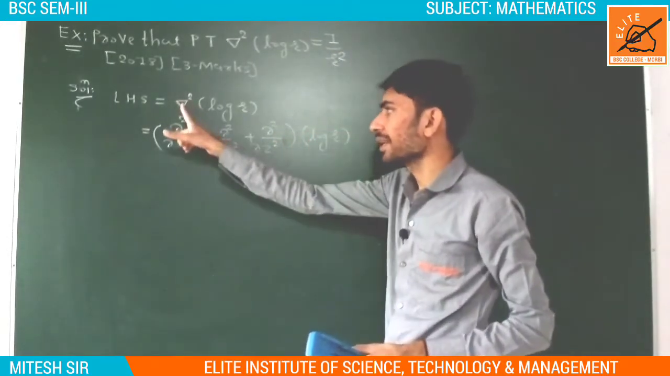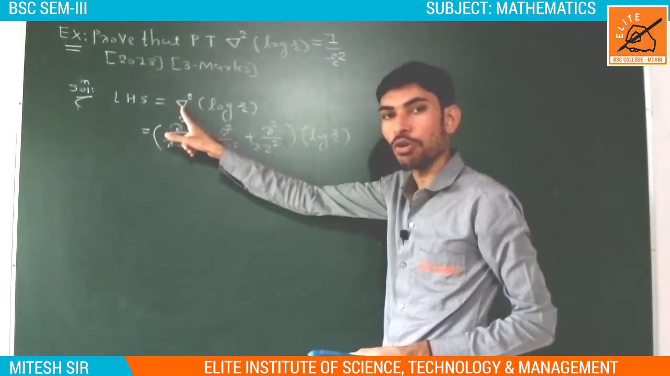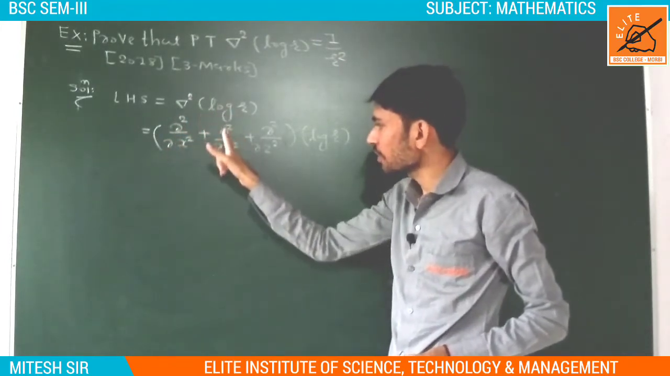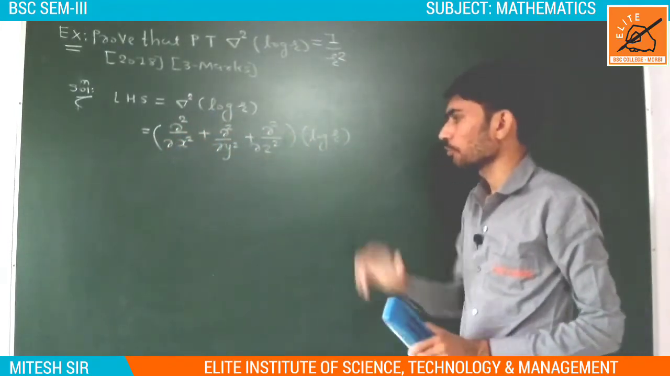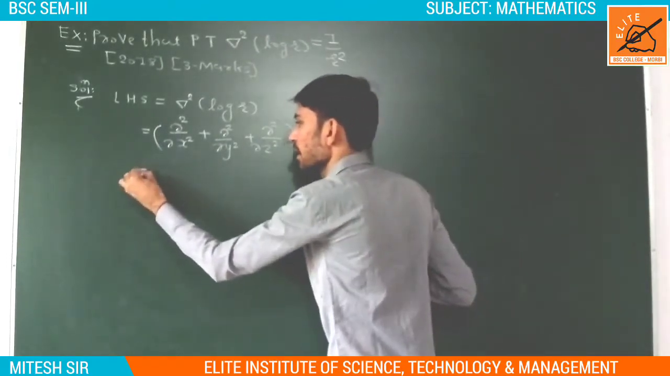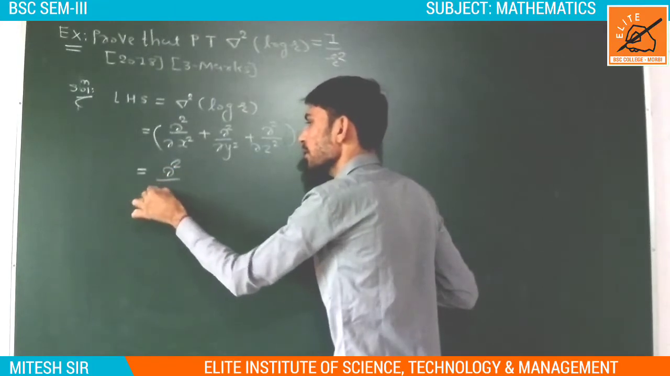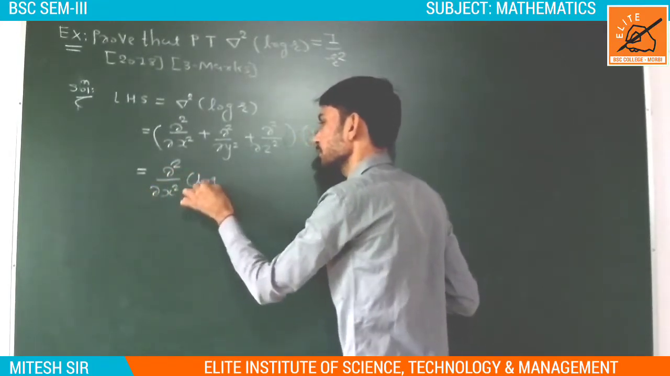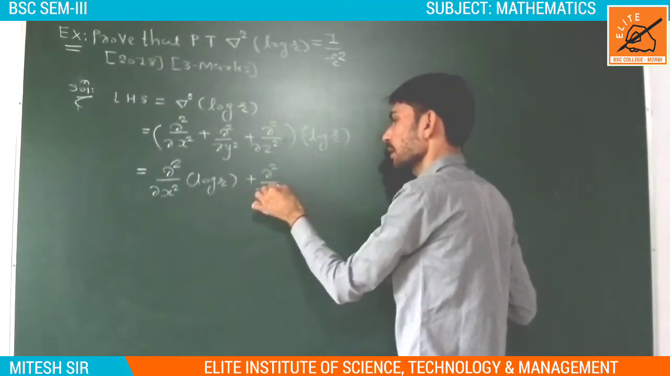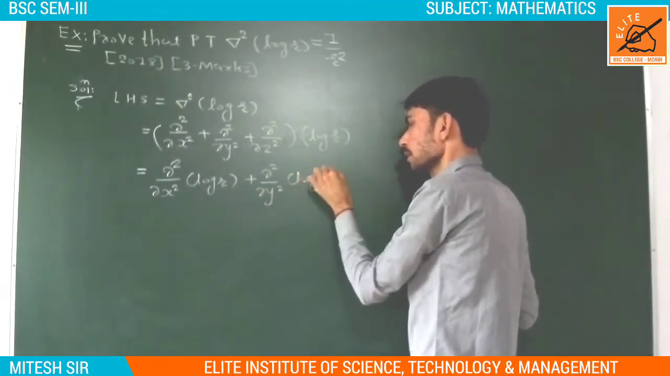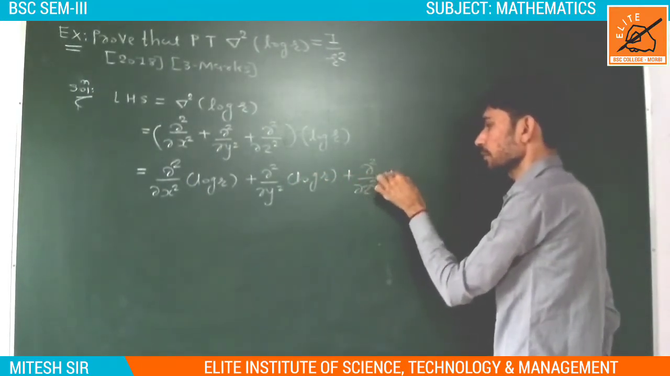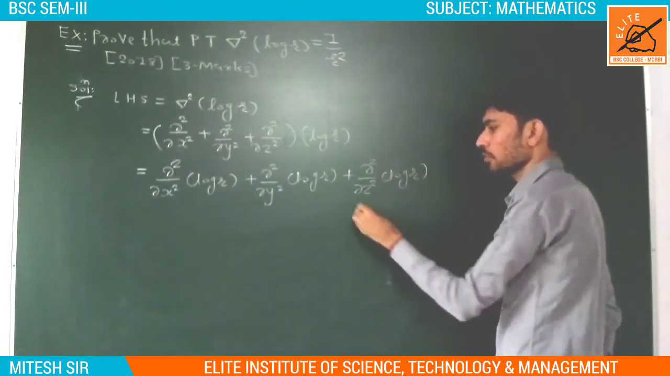As we defined in the earlier lecture, nabla square is nothing but the dot product of two nabla. That means del square upon del x square plus del square upon del y square plus del square upon del z square into log r. Now again log r is a scalar function and is multiplied inside. That means write down del square upon del x square of log r plus del square upon del y square of log r plus del square upon del z square of log r. This is called equation number first.